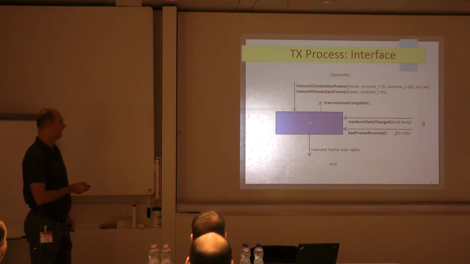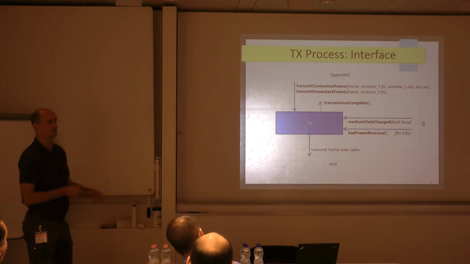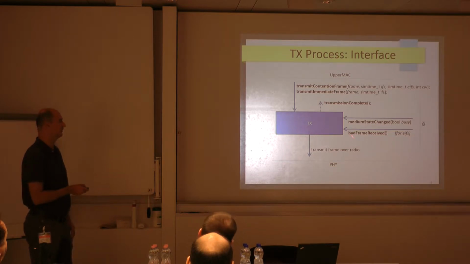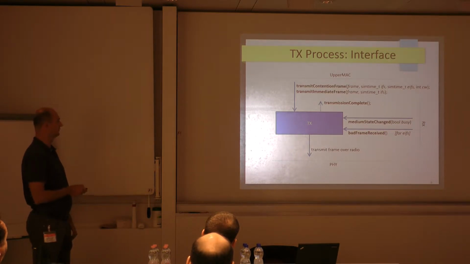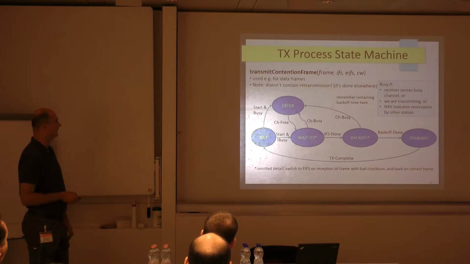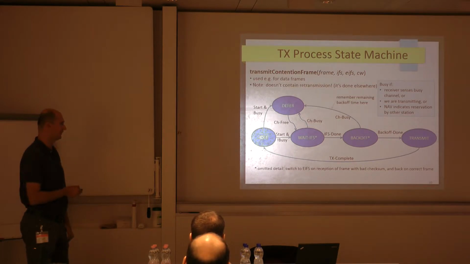From the reception process, it receives the channel state because it needs to sense the channel, and it needs to be notified when a bad frame has arrived, with a wrong checksum, and then it transmits over the radio. So those are basically the interfaces of this process. And that's the state machine. It's pretty straightforward, a kind of linear state machine.